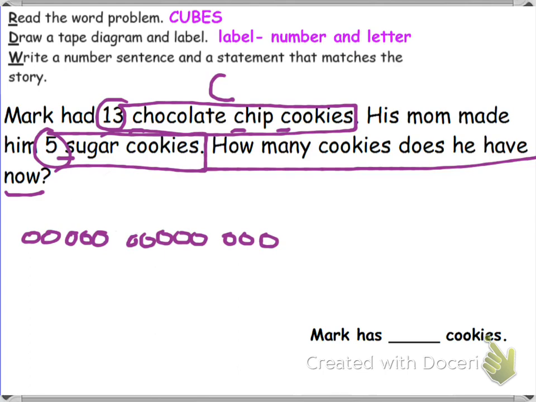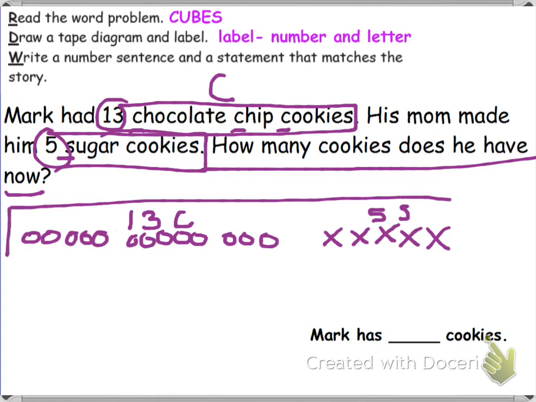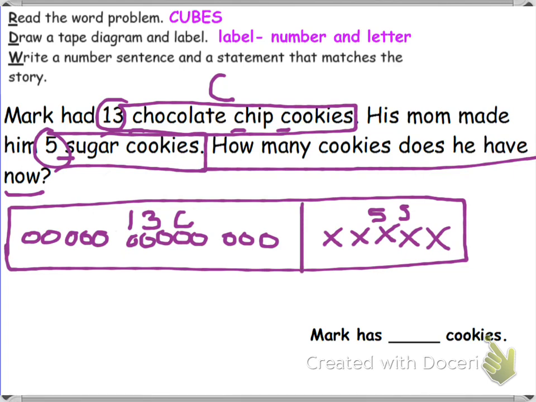Okay, so I know that this is 13 chocolate chip cookies. And now I know that I'm going to have 5 sugar cookies: 1, 2, 3, 4, 5. I'm putting 5 S. Now I'm going to box this in. I'm also going to put that in the middle.